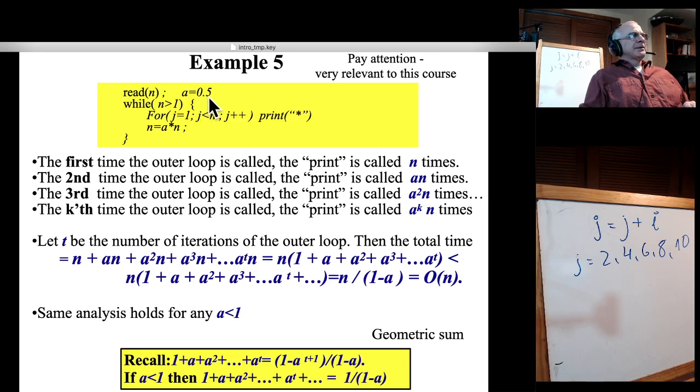Read n. I set a constant a to be half. I'm not going to change this constant. And as long as n is larger than 1, I print n stars: j goes from 1 to n, I print n stars. And now I modify n. The new n equals the old n times half. That is, the new n is half of the previous n that you had a moment ago.